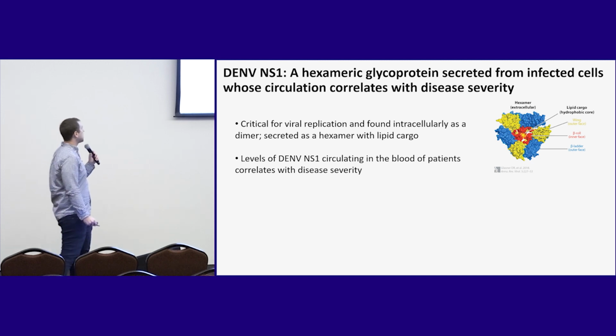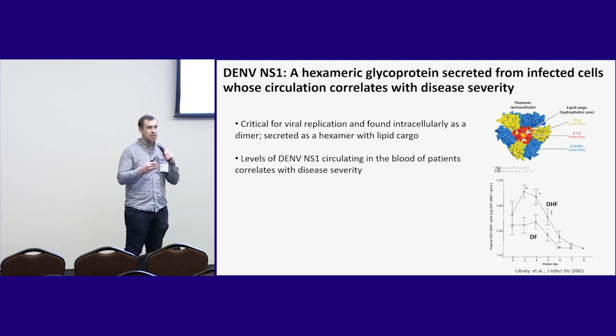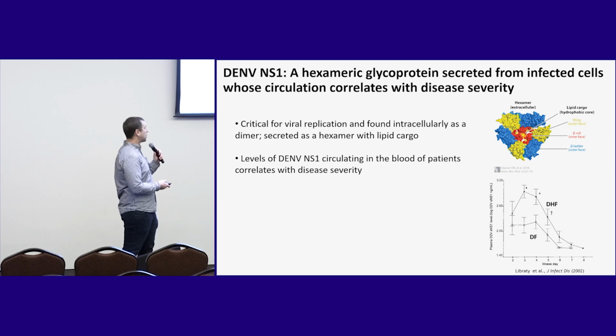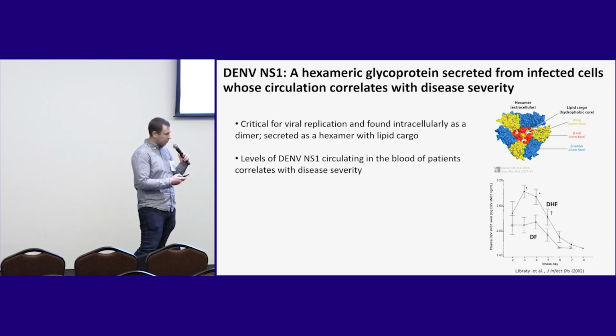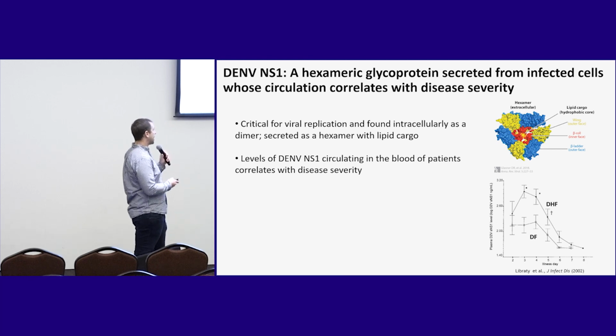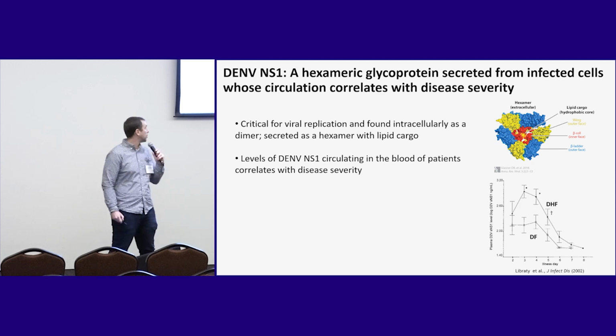Now, levels of NS1 that circulate in the blood of infected patients actually correlate with disease severity. As you can see here, patients with dengue hemorrhagic fever, a more severe form of dengue, have higher levels of NS1 compared to patients with the less severe form, dengue fever.